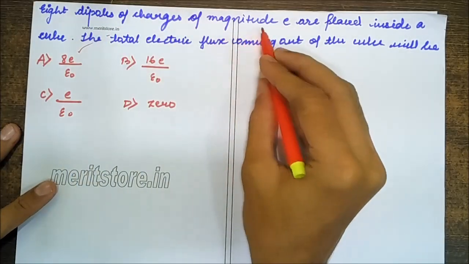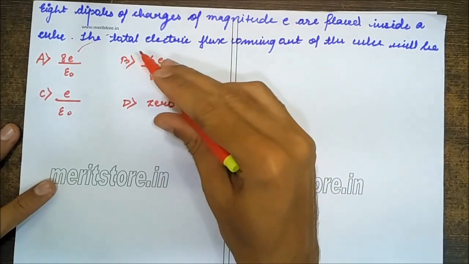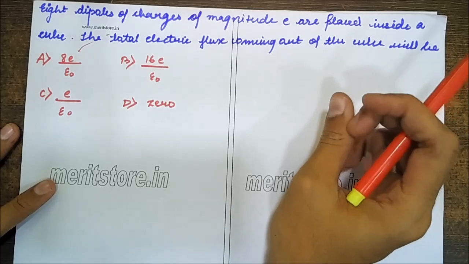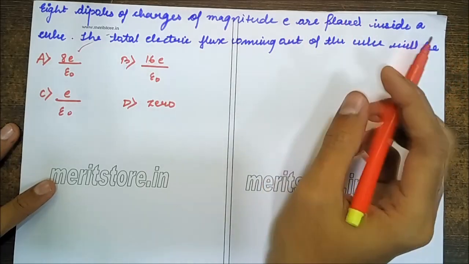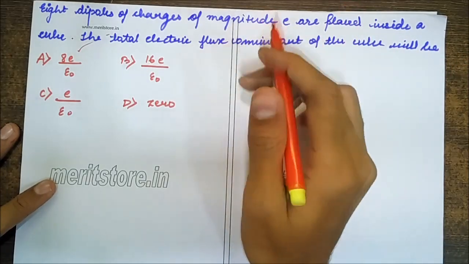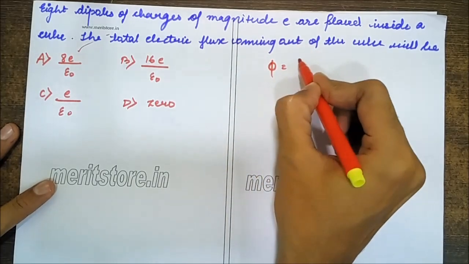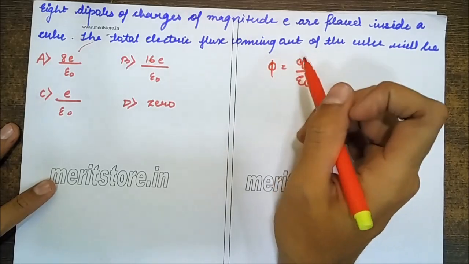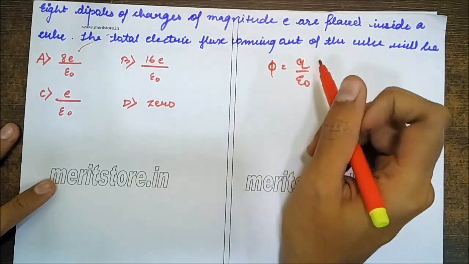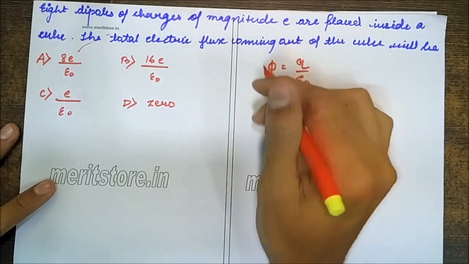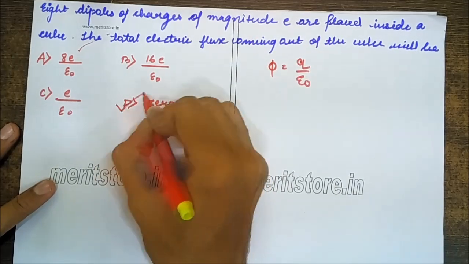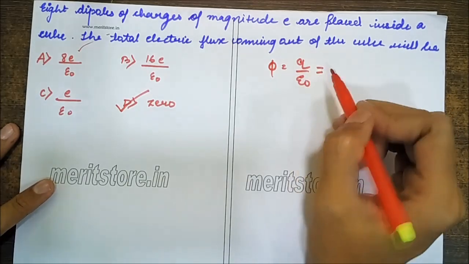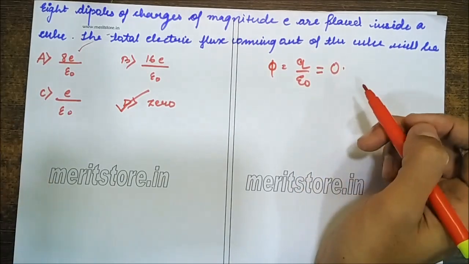Eight dipoles of charges of magnitude e are placed inside a cube. The total electric flux coming out from the cube will be? So there are 8 dipoles, each of magnitude e, placed inside a cube. The total electric flux phi, which depends on the charge upon epsilon naught, coming out of them: for a dipole, the net charge is 0. So the total electric flux coming out from the cube will be 0. So 0 is the correct option. That is, phi equals sigma q upon epsilon naught becomes entirely 0 for a dipole.